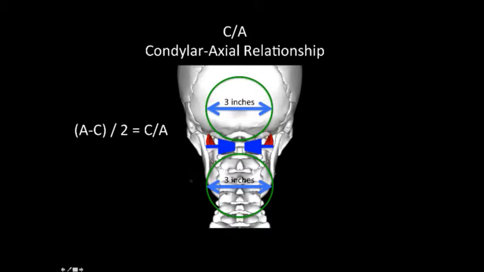So the calculation here is A minus C, so the diameter of the axial circle, minus the diameter of the condylar circle, and then we take the remainder of that and we divide it by 2, and that equals the C over A. So in this example, it would be 3 minus 3 divided by 2 equals 0. So a height vector of 0 inches would be the C over A value in this example.